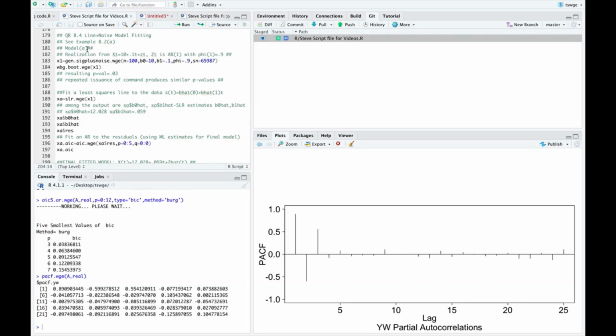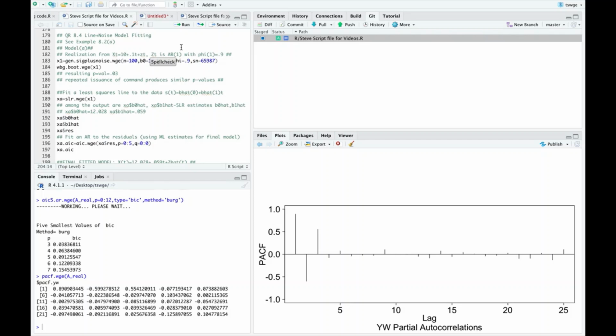As I said, this is called Model A. Example 8-2B will be Model B, but Model A is a realization from a true line. A true line, because why? Well, it's x sub t equals 10 plus 0.1 t. There's your b naught plus b1 t, plus some noise, z sub t, where this z sub t can be modeled by an AR1 with phi1 of 0.9.